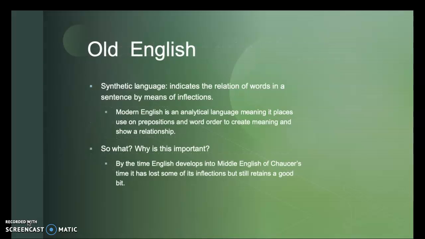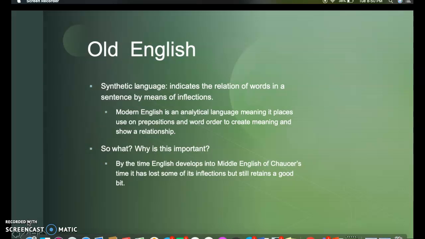It's really interesting to touch on Old English and how it is different from modern English. Old English was a synthetic language, meaning that it indicates the relation of words in a sentence by means of inflections, usually endings on nouns, pronouns, adjectives, adverbs, and sometimes verbs. This is very different from modern English, that is an analytical language, meaning it places use on prepositions in word order to create meaning and show a relationship.